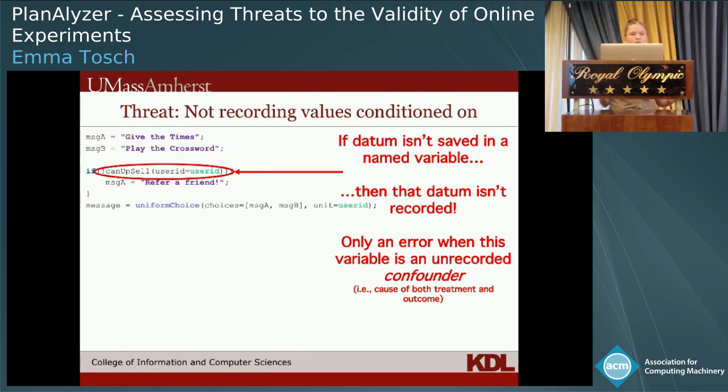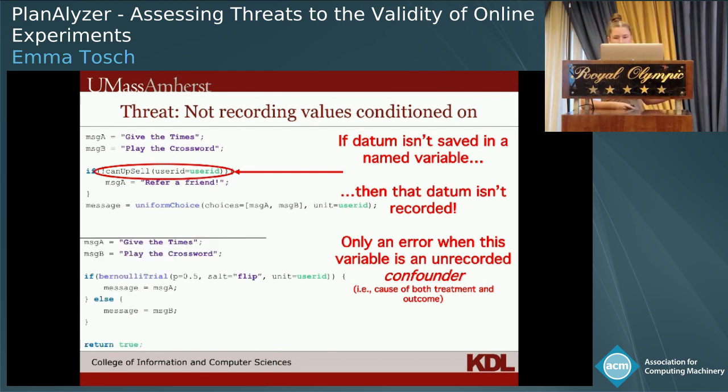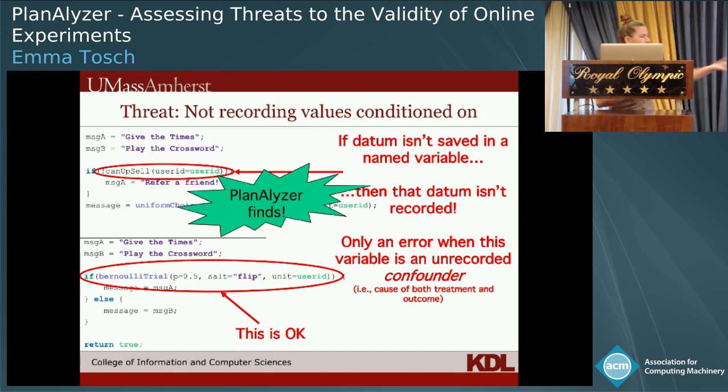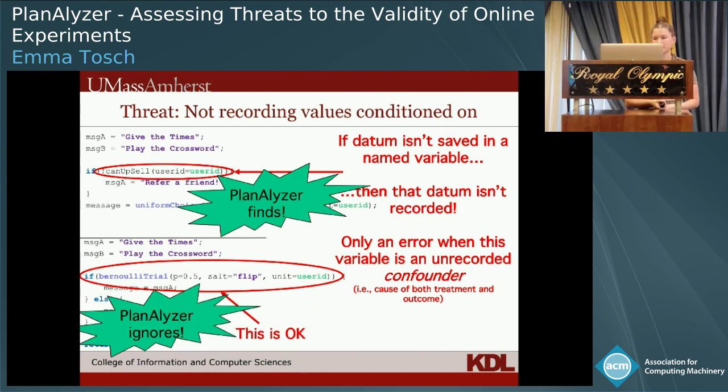So if you have an incredible short-term memory, you may be wondering about the original PlanOut version of this experiment, and what we do about branching on that unrecorded coin flip. Well, in this case, the random operator cannot cause outcome, by virtue of being randomly defined in the script. And so this is actually okay, and PlanAlyzer finds the first case and ignores the second.